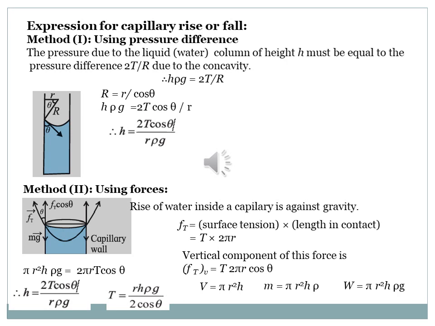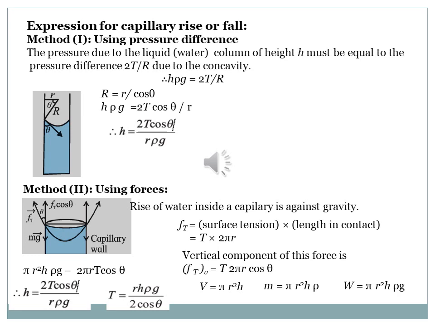So pi r square h rho g is equal to 2 pi r T cos theta. In this case, what happens? What gets cancelled out? One of the r will get cancelled. Pi will get cancelled. So you are getting h as 2T cos theta upon r rho g, which is the same as above. And you are getting T as h r rho g divided by 2 cos theta.